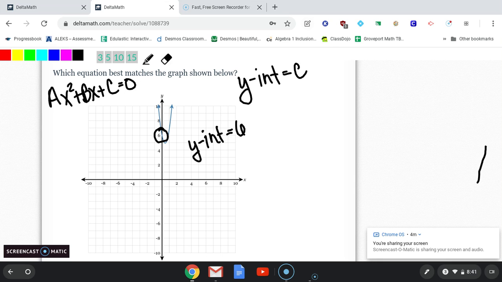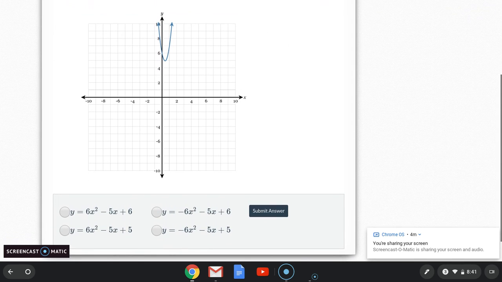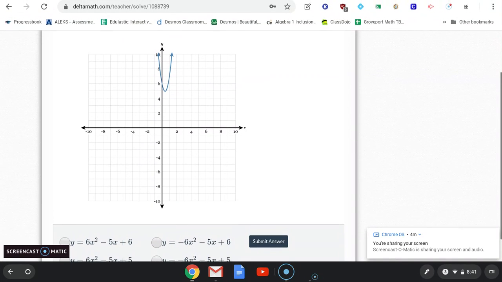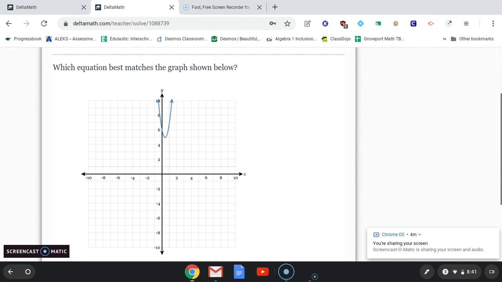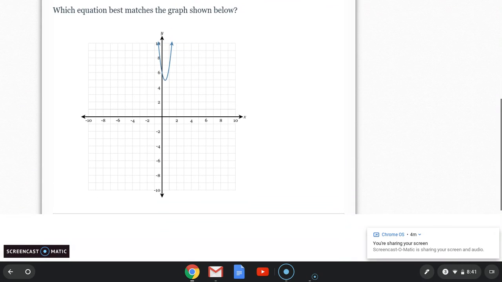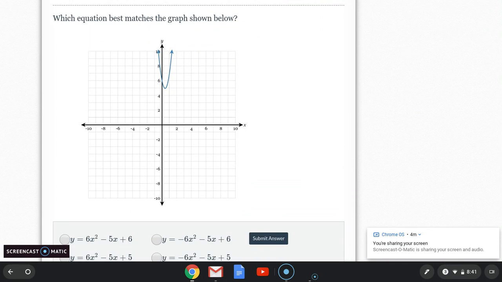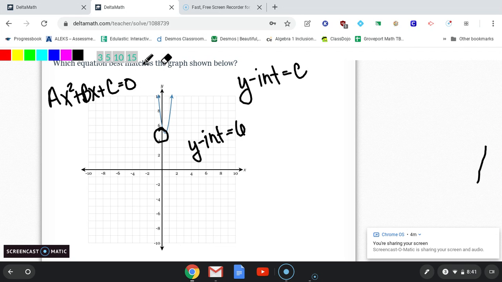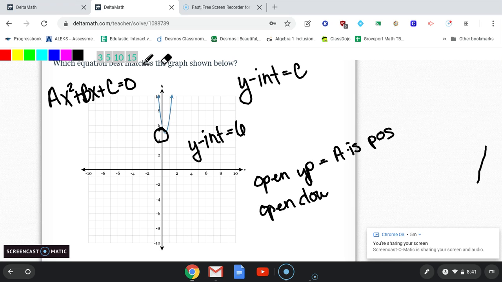So I need to take a look at which ones where c equals 6. It looks like it is the first and the second one. Let's see. So now, is this negative or positive? Does this open up? If it opens up, A is positive. If it opens down, A is negative. So let's take a look at that.